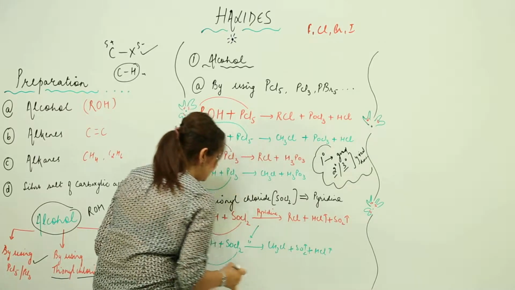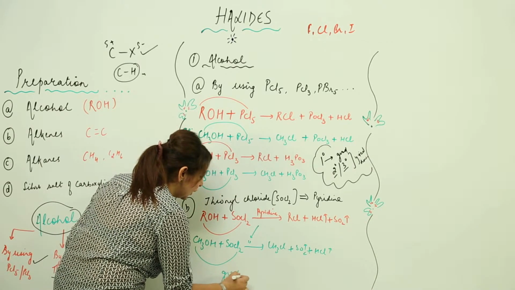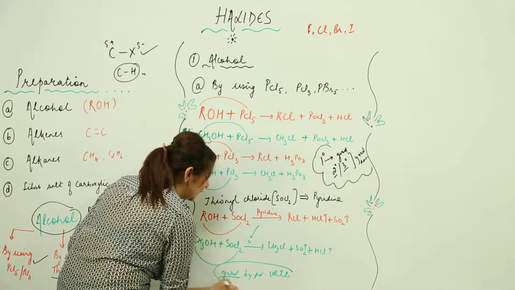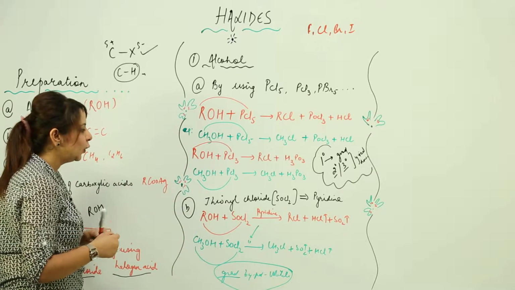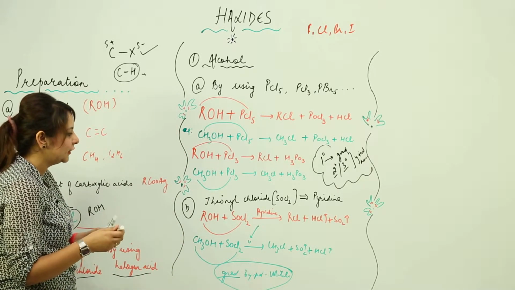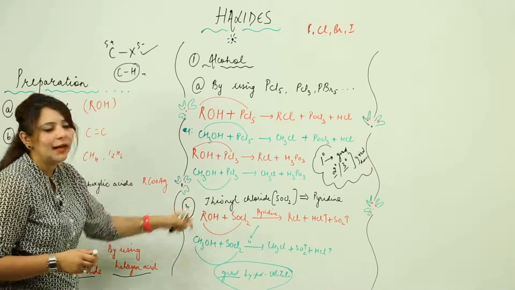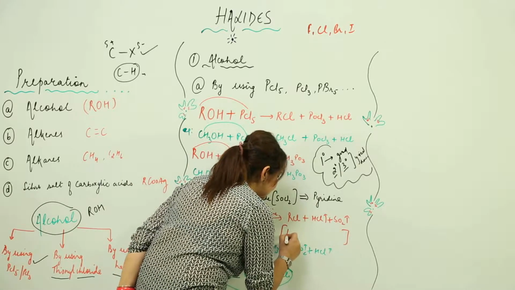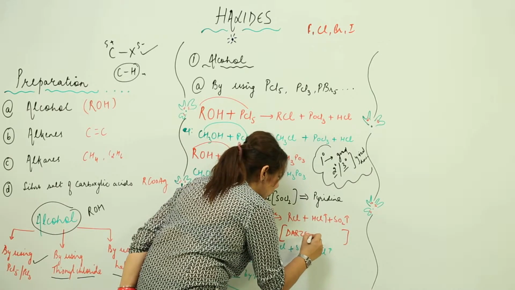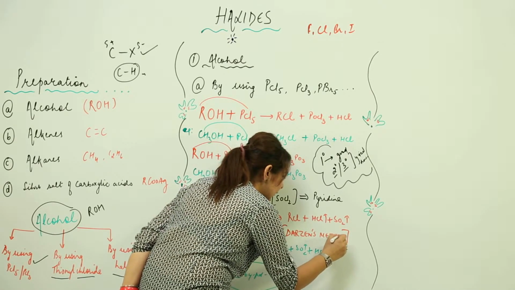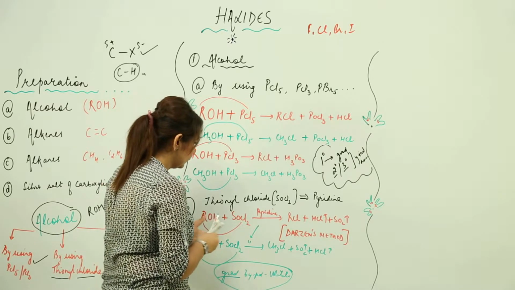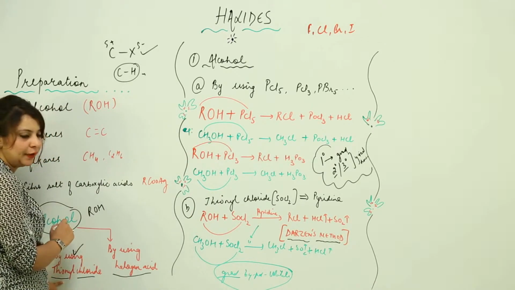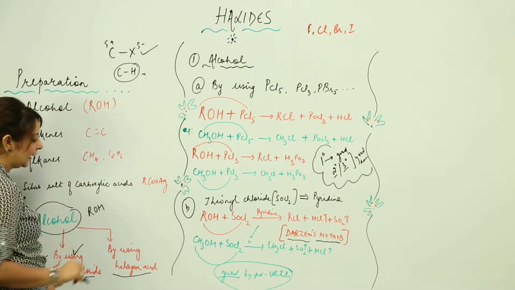They are volatile, they will escape. Actually this method is a good method because in this the byproducts are volatile, so they don't contaminate the product. So this is the formation of alkyl halide by using alcohol and reacting it with thionyl chloride. There is a special name given to this process, that is Darzens' method. This is called Darzens' method. So you can use thionyl chloride, reacting with alcohol, to prepare the alkyl halide.